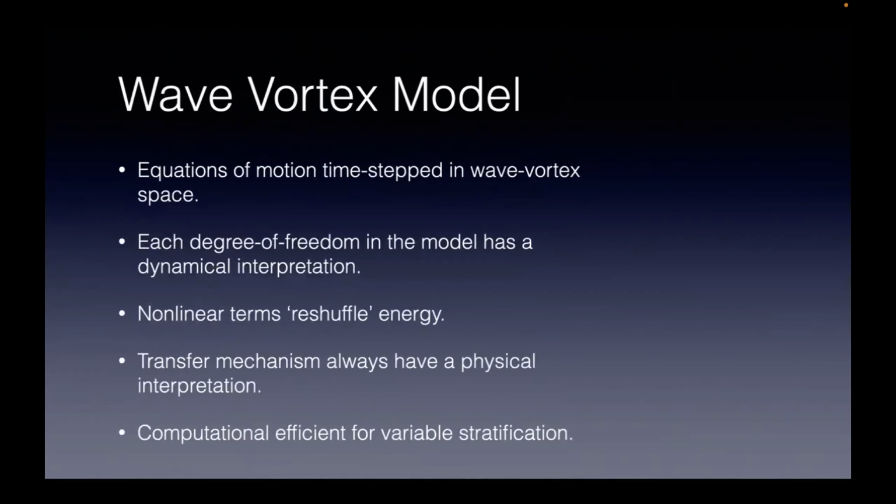More recently, by the time you're using these to compute energy fluxes between these different wave vortex modes, you're basically running a model. So you may as well run a model. What we've done is make a spectral model where instead of the basis being sines, cosines, and Chebyshev polynomials or what have you, the basis is these wave and vortex solutions. The nice thing about this is that each degree of freedom in the model has a dynamical interpretation. And so the only thing that nonlinear terms are doing is reshuffling energy.